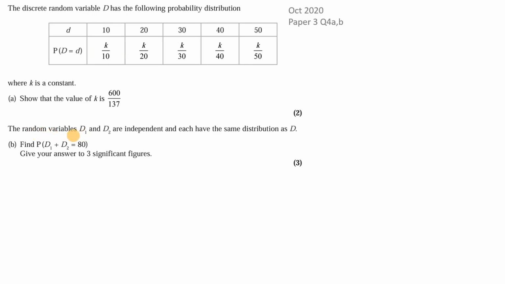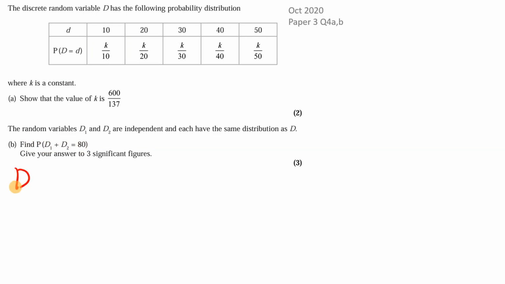So we're told the random variables D1 and D2 are independent of each other and each have the same distribution as D. So D is this up here, so it follows this probability distribution. So this line here is saying that D1 and D2 are the exact same as each other. There's no difference between them. And D1, for example, follows this probability distribution here. So D1 can either be 10, 20, 30, 40, or 50, and it has these probabilities here, and this is the same for D2. And we need to find the probability that D1 plus D2 is equal to 80.